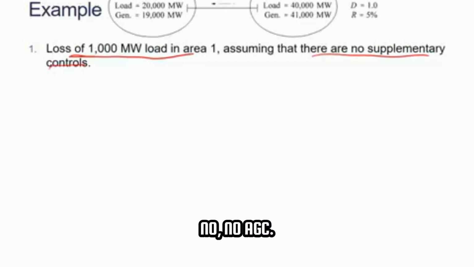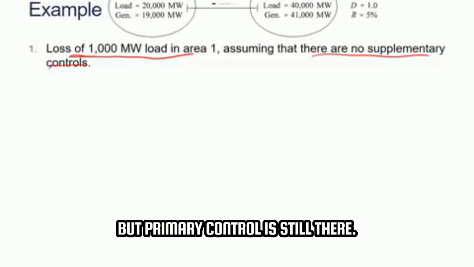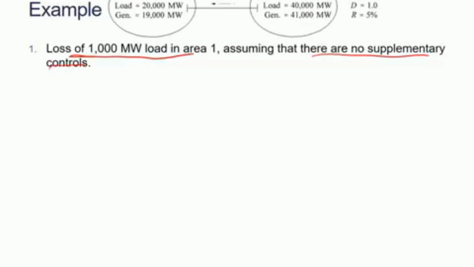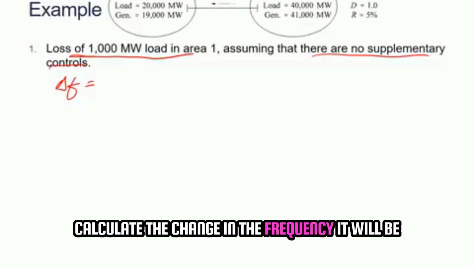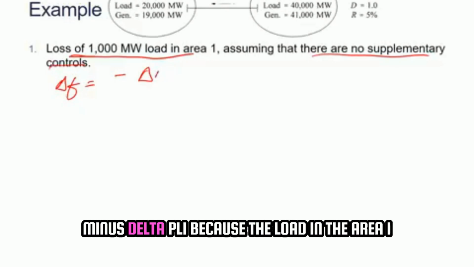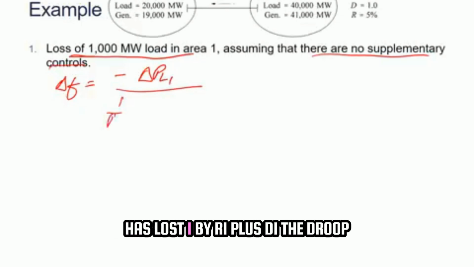No AGC. Exactly, no AGC, but primary control is still there. So how to solve this question? So we saw that delta F, because we have to calculate the change in the frequency, will be minus delta PL1, because the load in the area 1 has been lost, divided by 1 by R1 plus D1.